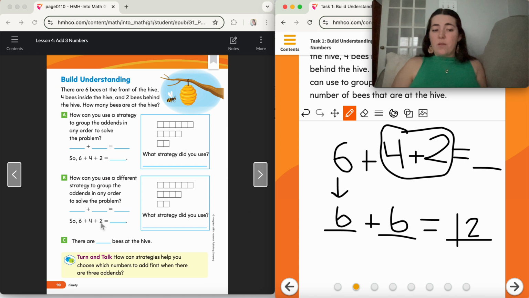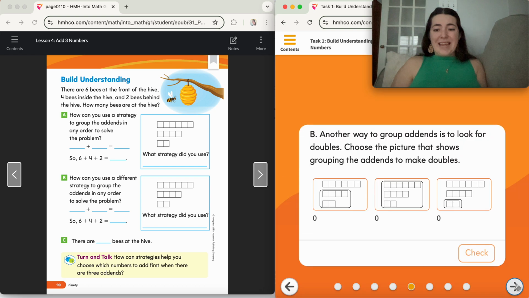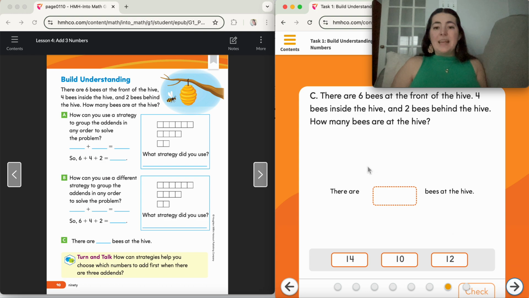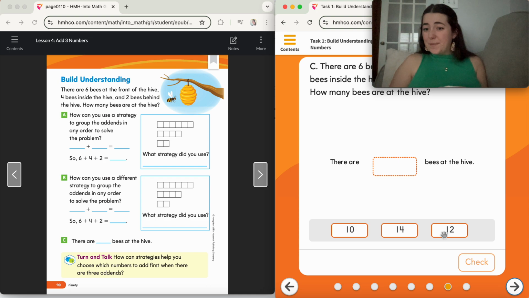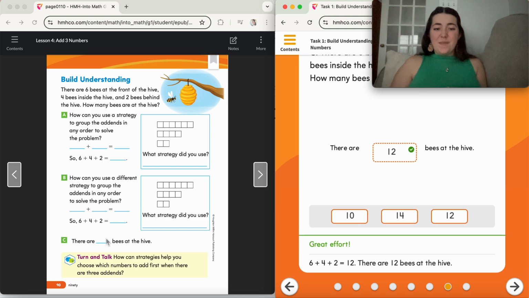So 6 plus 4 plus 2 equals 12. So a 12 here, a 12 here. 6 plus 6 equals 12. 6 plus 4 plus 2 equals 12. And then you'll go down here where it says there are how many bees at the hive? 14, 10, or 12? 12, correct. 12 will go right here.